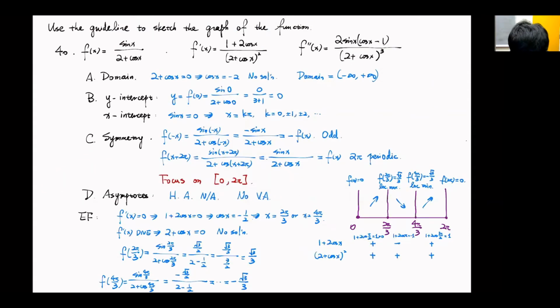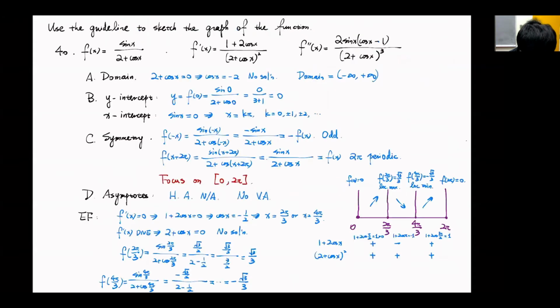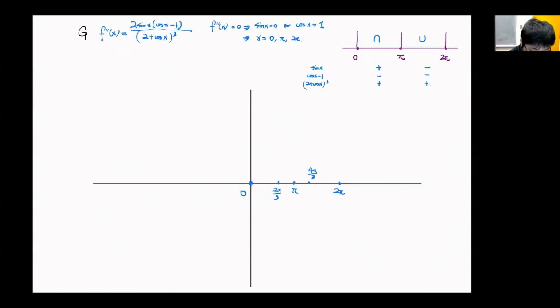Now other special points are 2 pi over 3 and 4 pi over 3. The y values are √3 over 3 and minus √3 over 3. Let me actually write this down. This is where 2 pi over 3 sits, and this is going to be 4 pi over 3. I'm moving the 4 pi over 3 point to the bottom because the function value is negative at that point. Moreover, I forgot to say that f double prime of pi equals 0, so this is actually an inflection point.